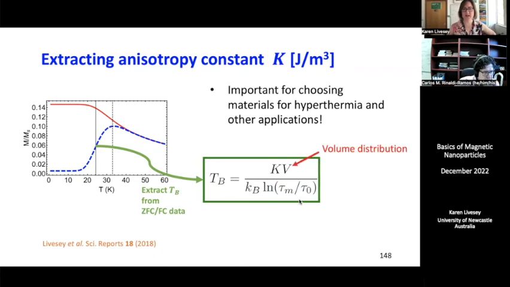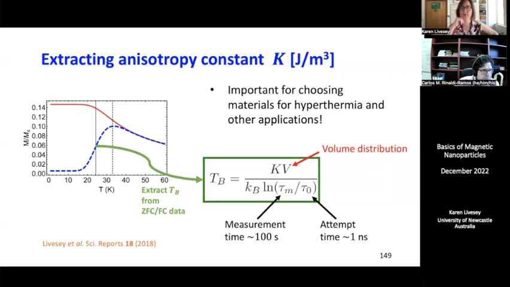So let me tell you what the taus are. Firstly, V is the mean volume, and tau M is the measurement time. So depending how you're taking these zero field cooled measurements, there could be a different characteristic measurement time, but it's usually on the order of 10 or 100 seconds. And then tau naught is the attempt time for a particular magnetic nanoparticle. And we've talked about this a few times ago in part 1 as well. It's typically taken as 1 nanosecond.